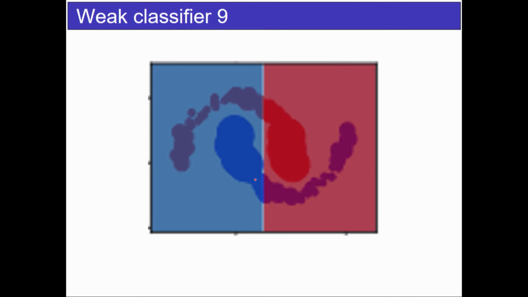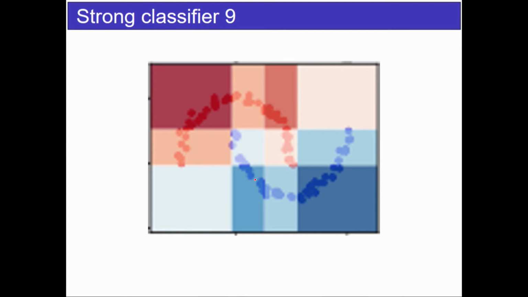And now if you plot your strong classifier, you will see that this is light blue, this is light red. So it's actually getting 100% accuracy now. Right, so that's the idea. It's as simple as that. There's no need to stop, you can keep on going, but you cannot get more than 100% accuracy, so you'll stop here. So that's the idea. Any questions on this?